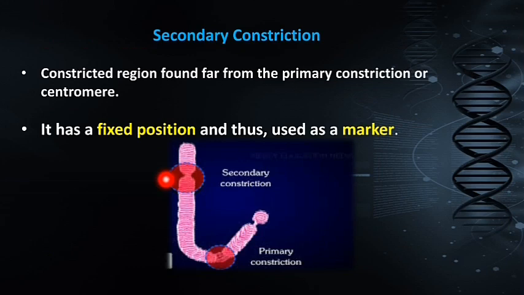Then the next component is the secondary constriction. Secondary constriction refers to the constricted region usually found far away from the primary constriction or centromere. As the secondary constriction has a fixed position, it is used as a marker. Here we can see the secondary constriction is located far away from the primary constriction and it has a fixed position, so it is used as a marker.